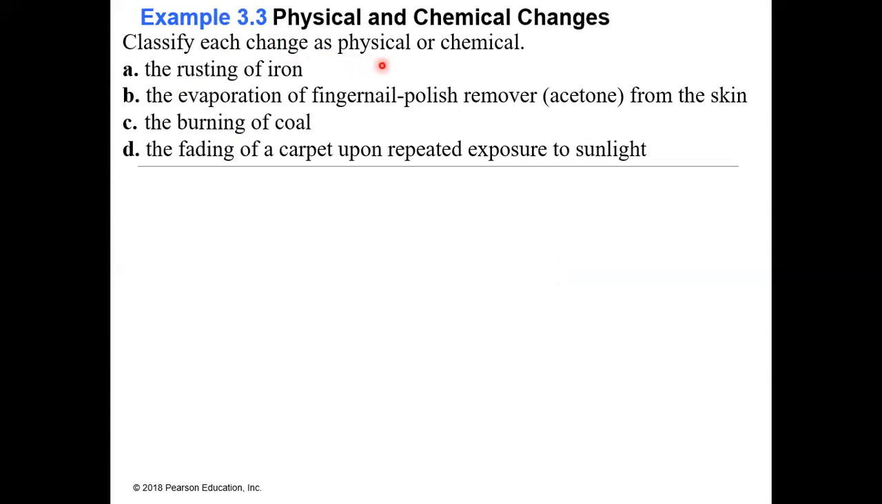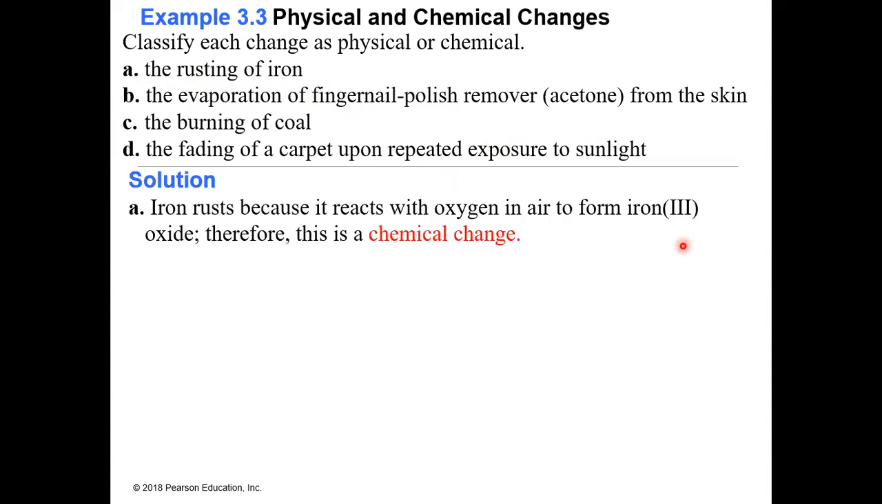Example 3.3, physical and chemical changes. We need to classify each change as a physical or chemical change. First, the rusting of iron, which will be a chemical change. Iron rusts because it reacts with oxygen in air to form iron(III) oxide, so therefore it is a chemical change.